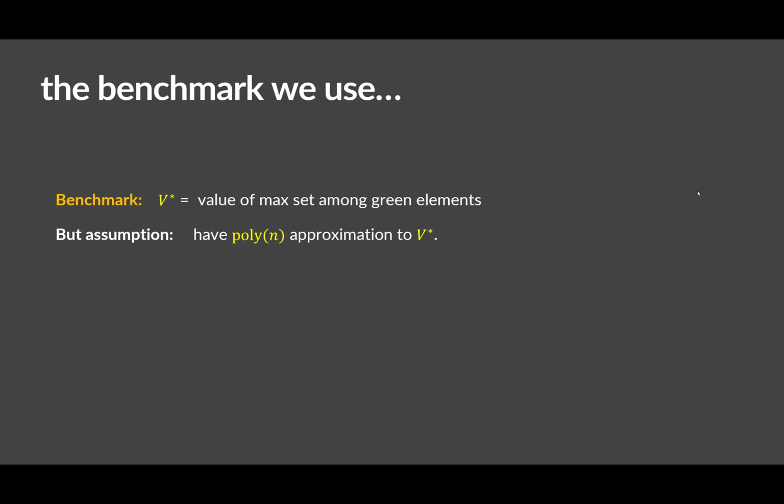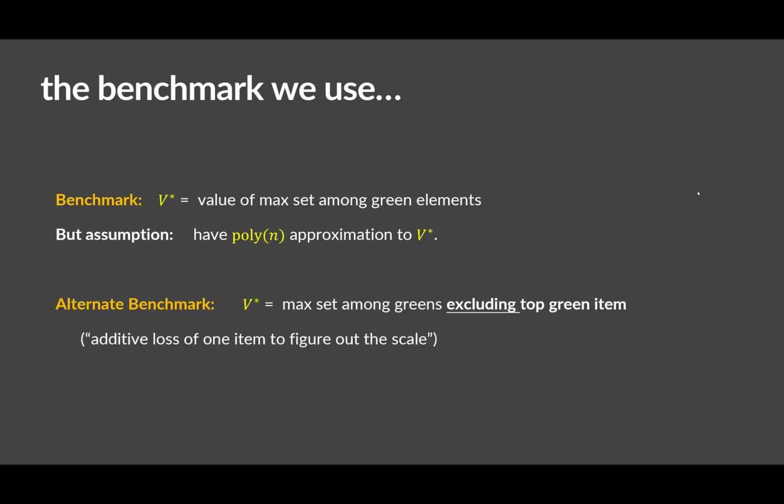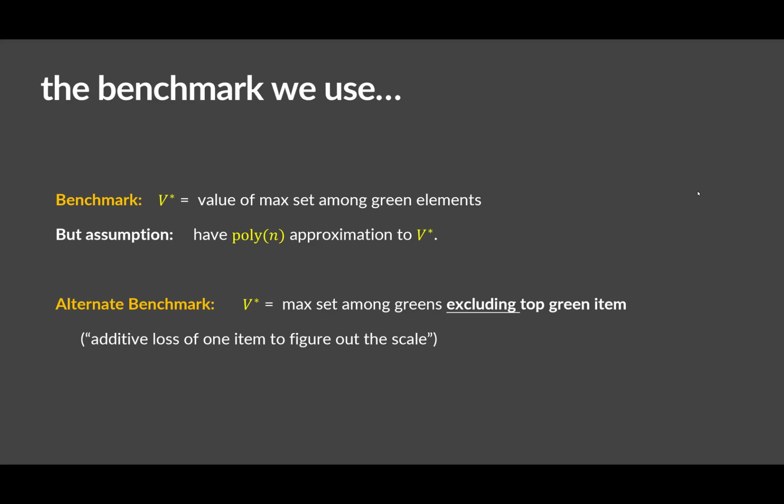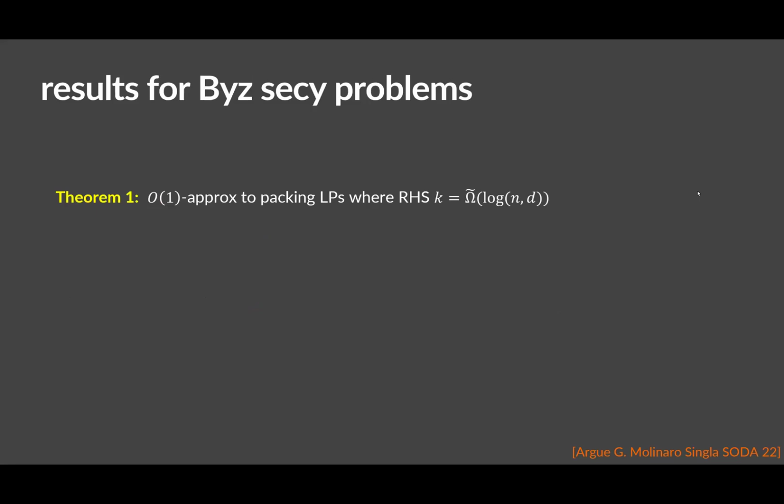In the value setting, whenever I'm talking about value, I'll make this kind of assumption. I'll compare myself to the best set, but I'll assume that I have some polynomial approximation. This is one kind of assumption I'll make, and I'll give some results. This assumption will be useful when I'm picking many items. The alternate assumption is to look at the best set amongst the greens which excludes one item. Think of this as an additive loss of one item. If this looks like a weird assumption, just ignore it; we'll come back to it. Right now, let's just assume the following. I'm going to give you a result which compares to the max set among the green items, but I have some good approximation.